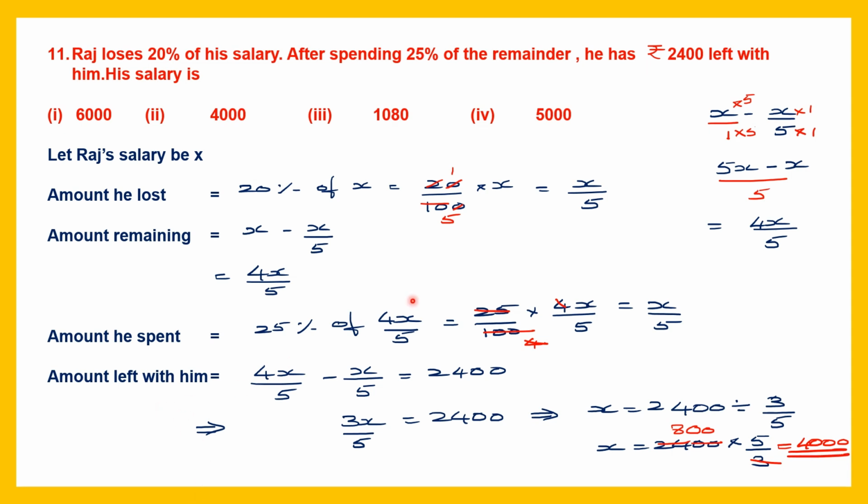The amount left with him after we calculated everything was 2,400. Now we know the value of x, and what is x? X is his salary. In the beginning we said let Raju's salary be x. So we have found x and x is 4,000 and that is option 2. So this is our answer.